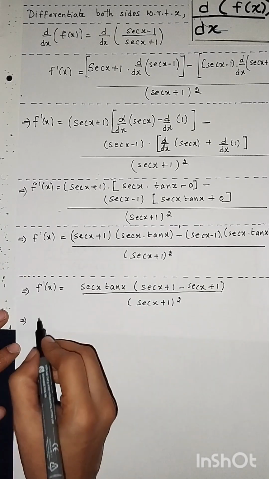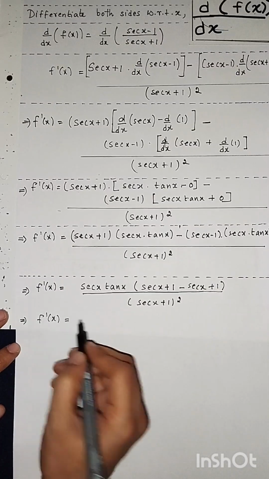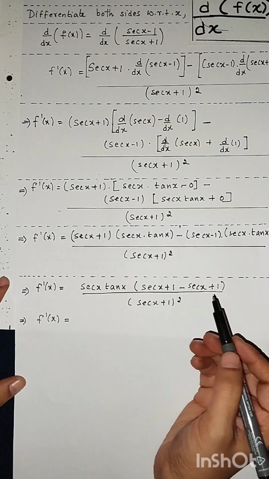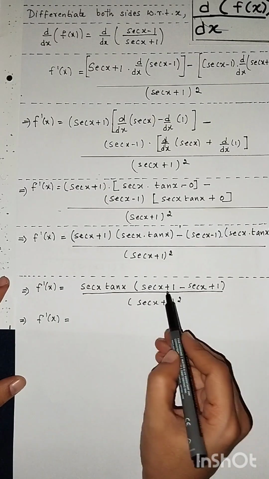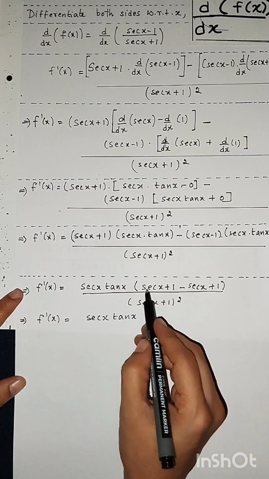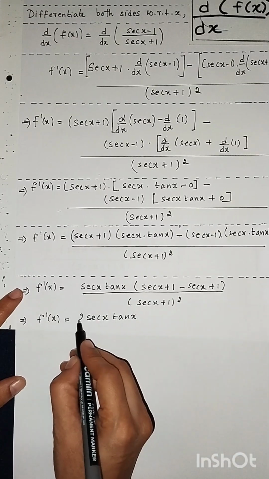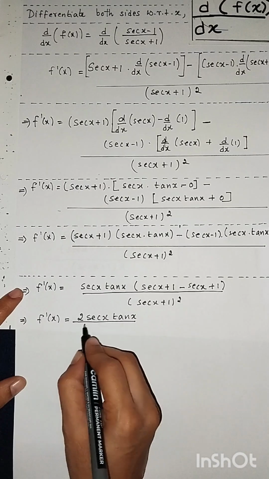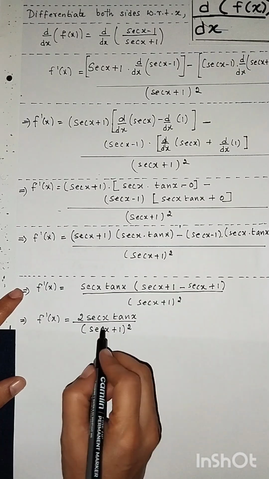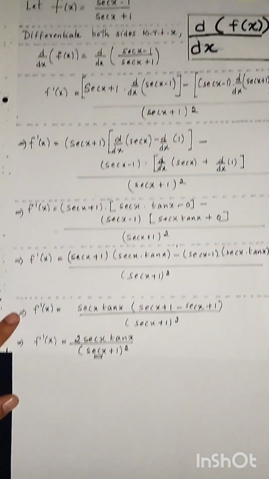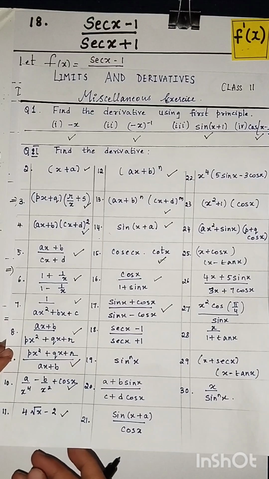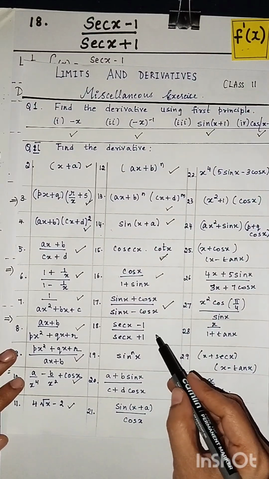So now this implies f dash of x is equal to, plus secant x minus secant x will neutralize. So you are left with only 2 here. So you will get secant x tan x times 1 plus 1 is 2. I'll write here 2 divided by secant x plus 1 the whole square. So this is the derivative of the 18th function, secant x minus 1 by secant x plus 1, and hence we completed the 18th one.